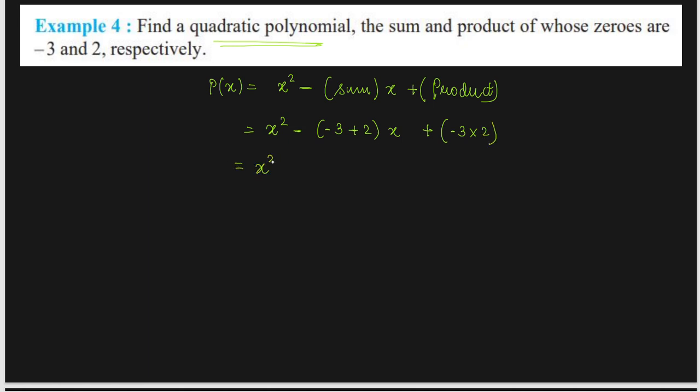So it turns out to be x square. What is minus 3 plus 2? Minus 1, but you already have a minus, so it turns out to be plus x. The product turns out to be minus 6. So your quadratic polynomial is x square plus x minus 6. Simple. I hope it's clear.